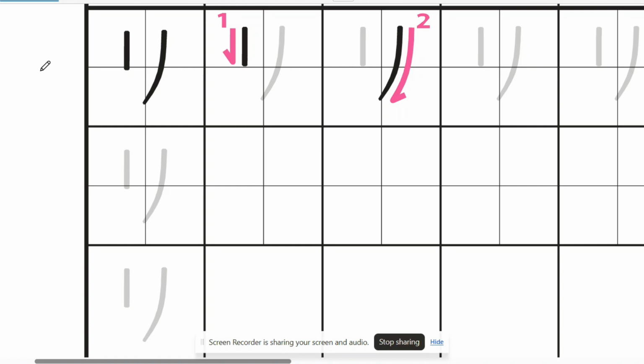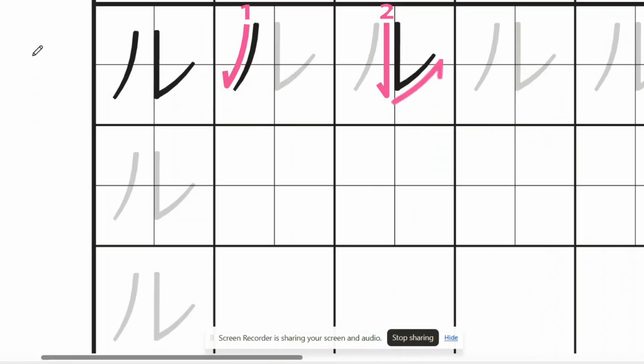The next character is Ri. This is Ri. This character has got two strokes. The first stroke is like this and the second stroke is like this. I'll show it again. The first stroke is like this and the second stroke is like this. This is Ri.